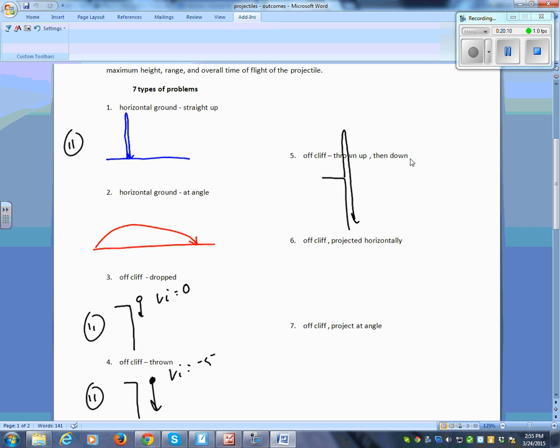Now, off a cliff projected horizontally. What would that look like? Imagine a guy driving a car off a cliff, maybe Thelma and Louise.